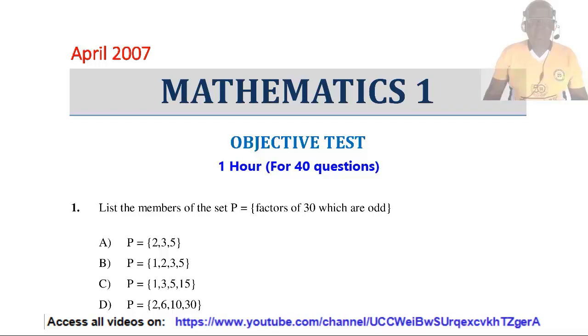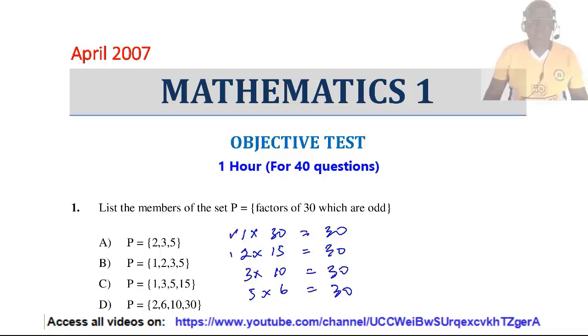We shall first list the factors of 30. 1 times 30 equals 30. 2 times 15 equals 30. 3 times 10 equals 30. 5 times 6 equals 30. So factors of 30 are 1, 2, 3, 5, 6, 10, 15, and then 30.